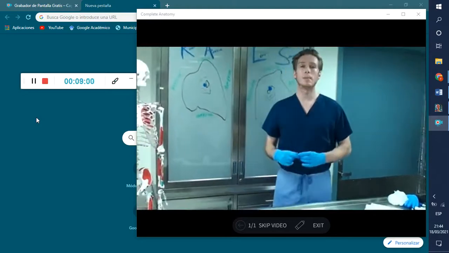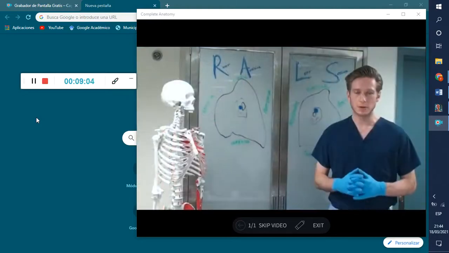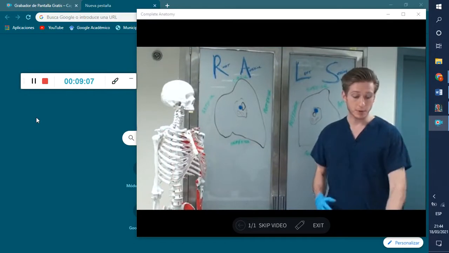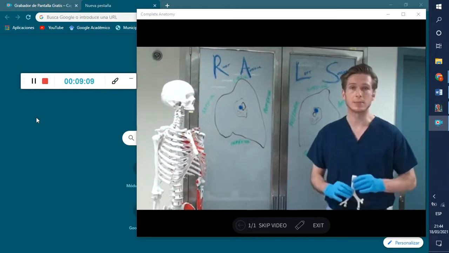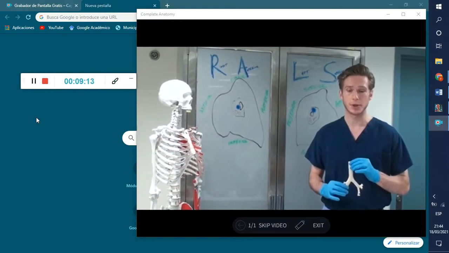Let's now move on to some clinical correlates for the lungs. Okay, let's talk about some clinical correlates for the lungs. Aspiration is a common topic on the USMLE. I have here a model which will help us understand aspiration.